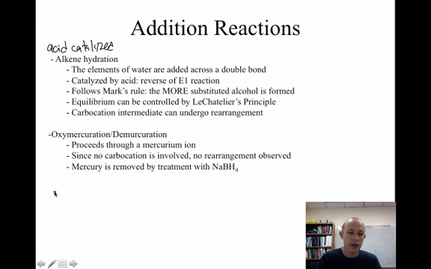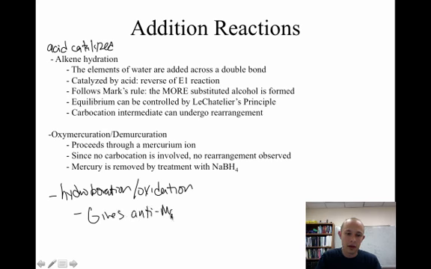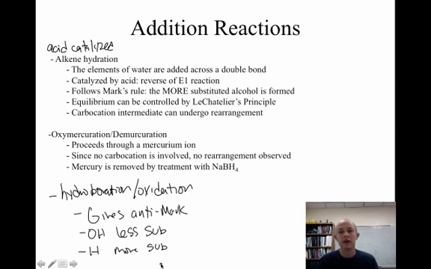The last type of reaction that we talked about was hydroboration oxidation, and this gives the anti-Markovnikov product, where the OH goes to the less substituted carbon. So we have OH on the less substituted carbon and the hydrogen on the more substituted carbon. So this is nice because it's the opposite of both acid catalyzed hydration and oxymercuration demercuration.